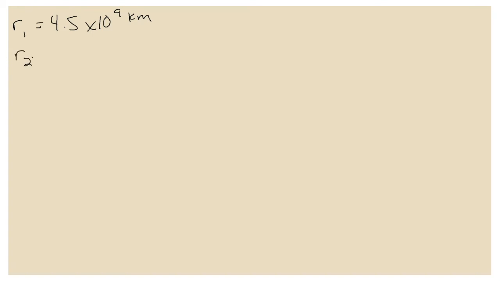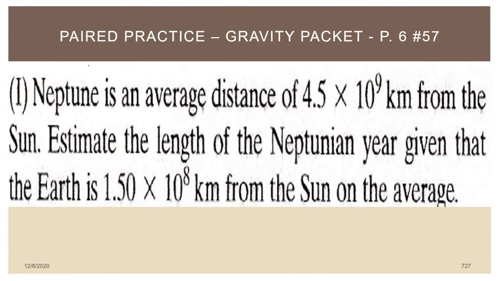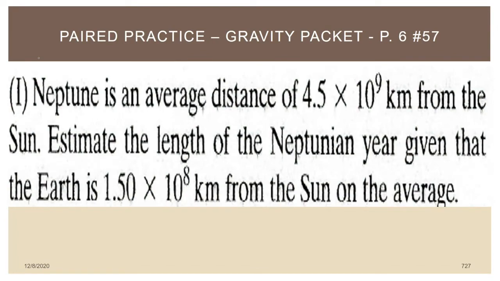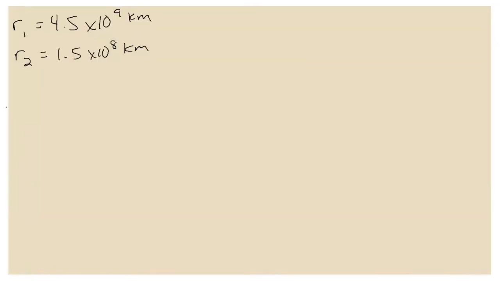R2, then this is for the Earth now, as it says in the problem, is 1.5 times 10 to the 8 kilometers. And I know it said 1.50, but since this is given to 2 sig figs, that third sig fig is not even really going to matter. And so I'm just going to go ahead and call this to 2 sig figs. And now it's important to realize what they're asking you for is the length of the Neptunian year. And so that's going to be T1 is what we're looking for. And so the only other thing we have to know is the orbital period for the Earth.